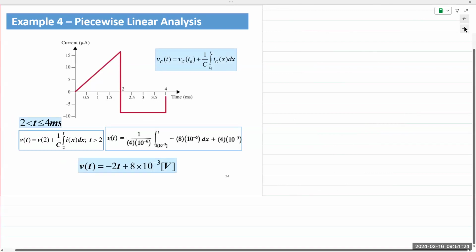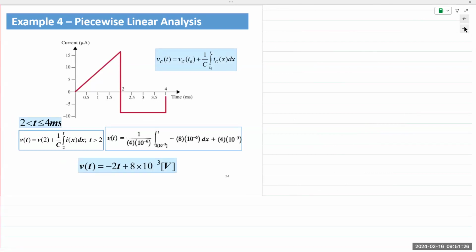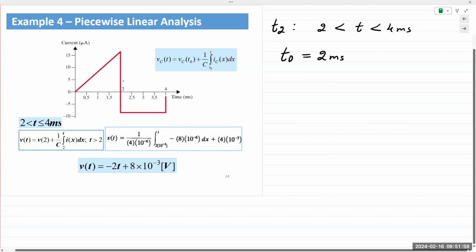For the first time period, it was 0 seconds or 0 milliseconds. For the second time period, it is 2. Okay, your second time period begins at 2 milliseconds. So let me write that down. T is between 2 and 4 milliseconds. So the point at which we are beginning our analysis, which is T0, is 2 milliseconds. It is not 0. Is that clear to everyone?